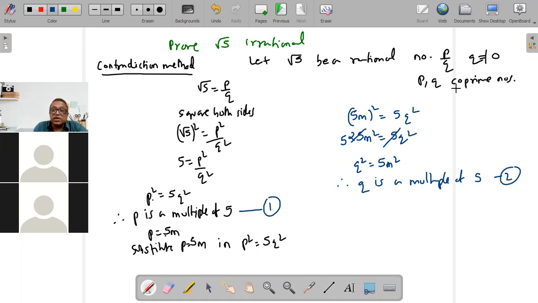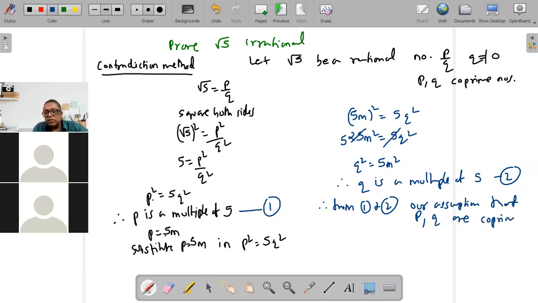This means what we assumed is wrong, because we assumed that they are co-prime numbers, but both of them are multiples of 5. This means 5 is common. So therefore our conclusion is wrong. So from 1 and 2, our assumption that p and q are co-prime is false. Our assumption is false. Therefore, if the assumption is false, the opposite will be true. Therefore, I can say that root 5 is irrational.